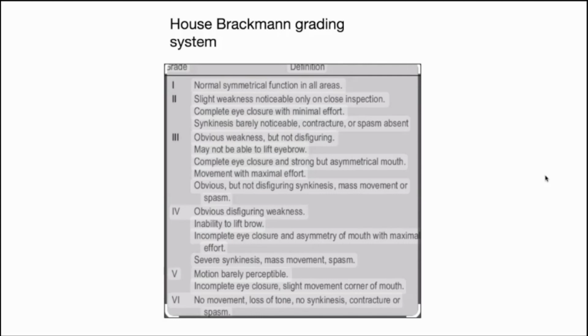Grade 5, when motion is barely perceptible, there is incomplete eye closure. There is only slight movement at the corner of the mouth. Grade 6 is no movement. There is loss of tone, no synkinesis, contracture or spasm.